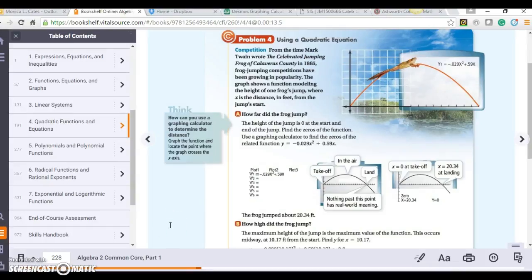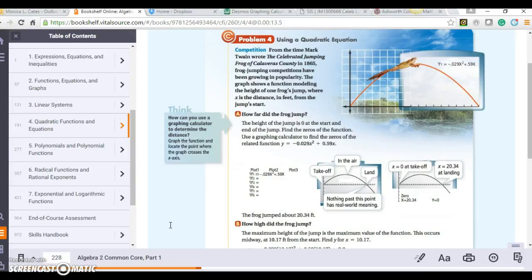Okay, greetings all. We are looking at problem 4 from lesson 4-5. It says using a quadratic equation competition. From the time Mark Twain wrote The Celebrated Jumping Frog of Calaveras County in 1865, frog jumping competitions have been growing in popularity. The graph shows a function modeling the height of one frog's jump, where x is the distance in feet from the jump start.